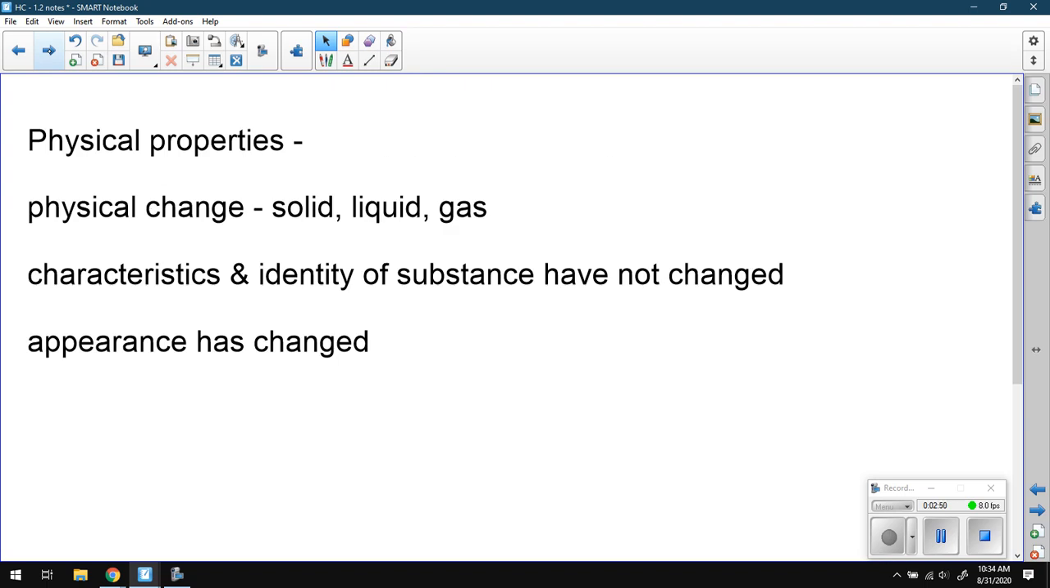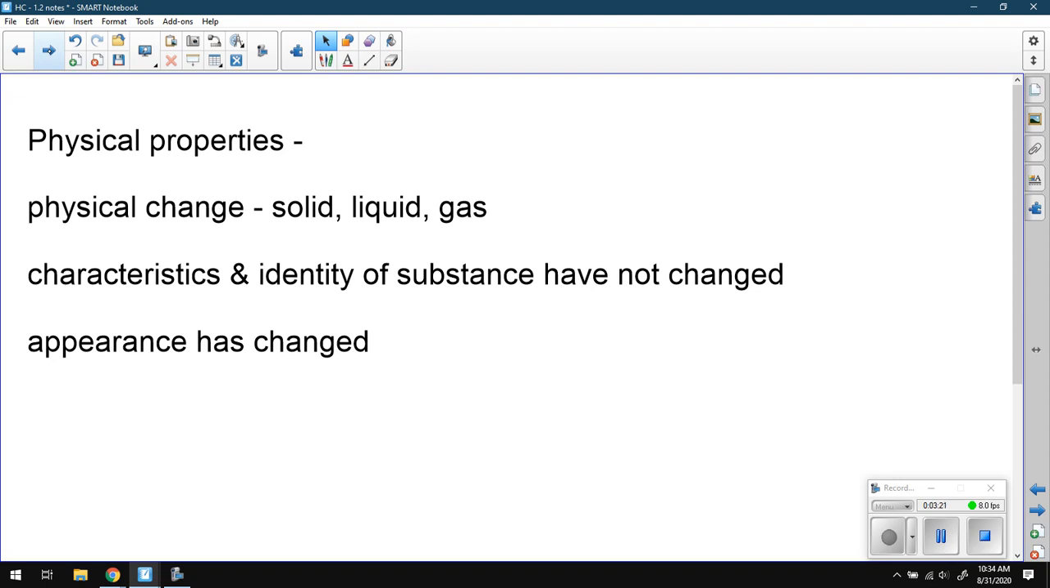A couple other things to think about: physical properties. Remember, a physical property is something that we can use to describe the characteristics, the identity, or the appearance of what we have, what we're looking at. So physical properties: are they solid, liquid, or gas? What's the temperature? What's the mass? All those different things that we can use to describe what we see. Now, we've got to be careful. Are we talking about when we see something look a little bit different?